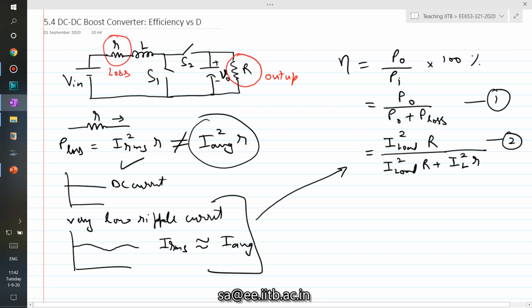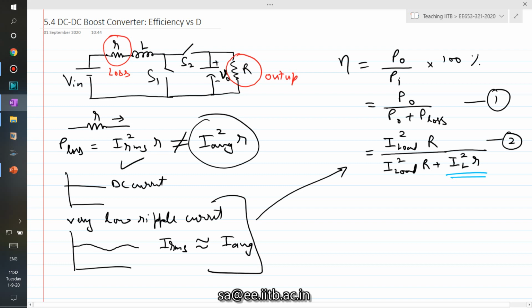If we consider a good amount of inductance value, then the ripple in the inductor is going to be very small, and therefore we are approximating the RMS current in the inductor as equal to the average current in the inductor. And therefore we have written the inductor losses as IL square r, where IL is the average current.